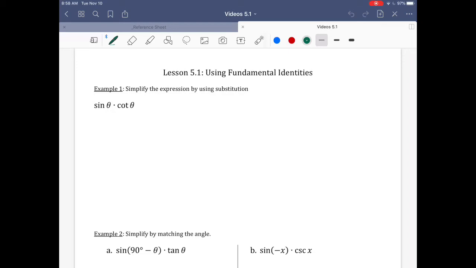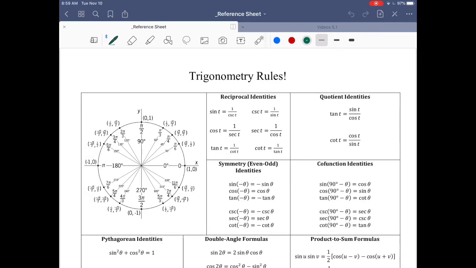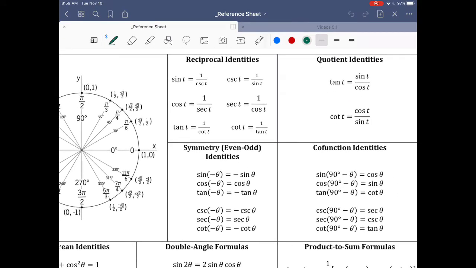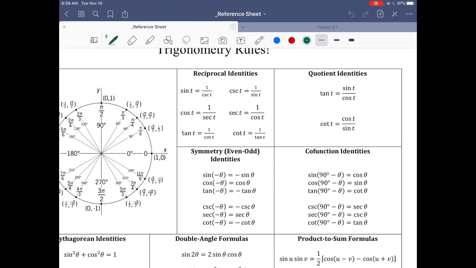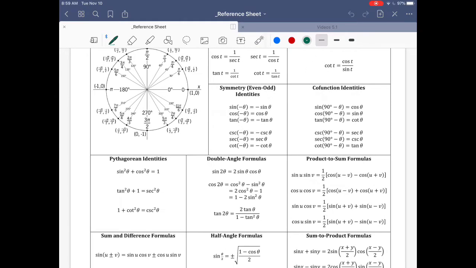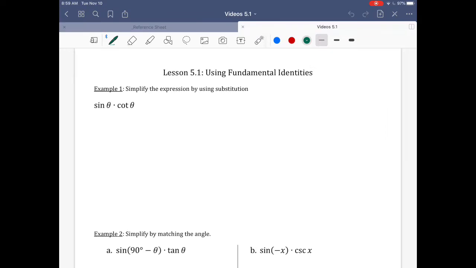Hi everyone. In this video, we're going to take a look at how to use fundamental trig identities to simplify expressions. So let's get right to it. In this first example, we have a sine times a cotangent, and we want to see if we can simplify that a little bit. Our general process is going to be replacing elements of the expression with equivalent expressions from our reference sheet here. So knowing your identities really well is going to be really instrumental in success here.